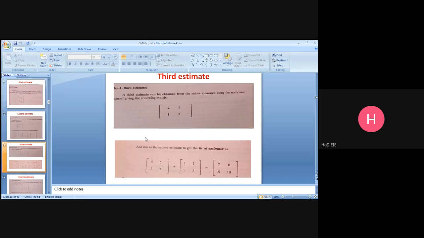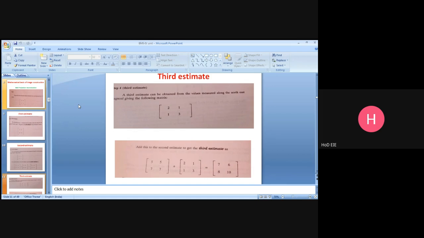If you see the diagonal, what are all the elements present in your diagonal? Can you see here? Since it is the 2 comma 0, 1 comma 3 matrix, the diagonal elements are 2 and 3. The third estimate can be obtained from the values you are measuring along the northeast diagonal.